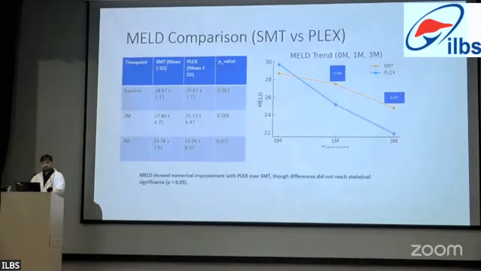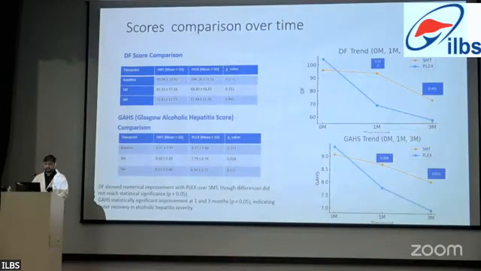So various scores were compared, and their values were also calculated at different timelines. First of all, among the MELD score, in SMT group MELD decreased from 28 to 24. In plasma exchange group, it is 29 to 21. There was a drop at 3 months. In DF, from 95 to 72 in standard medical therapy group, and plasma exchange group from 104 to 57.